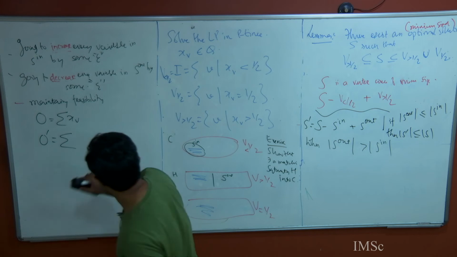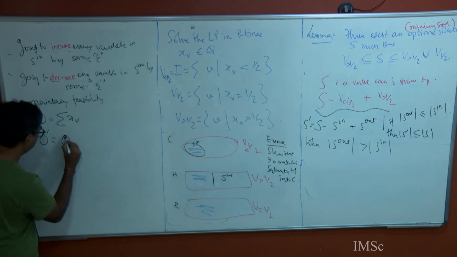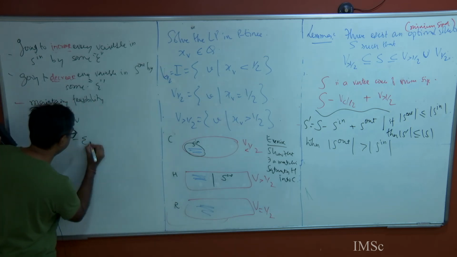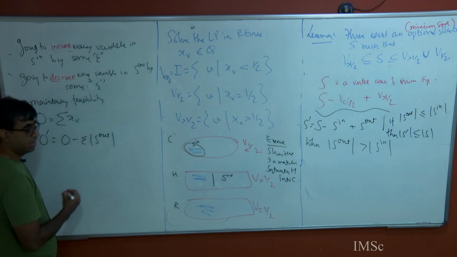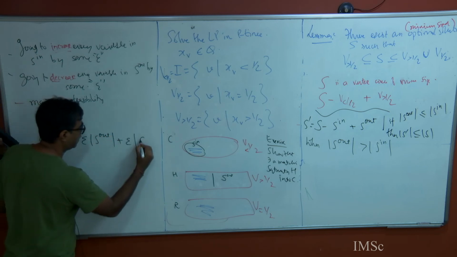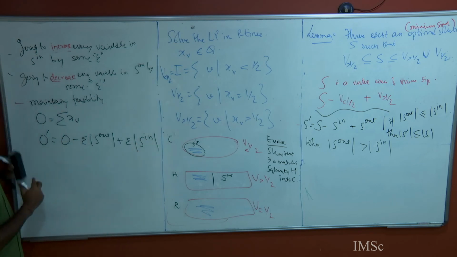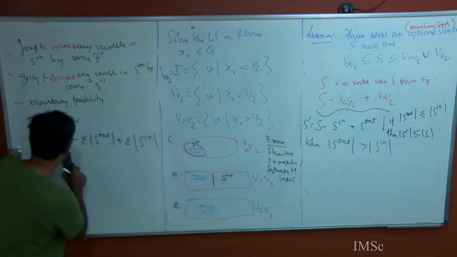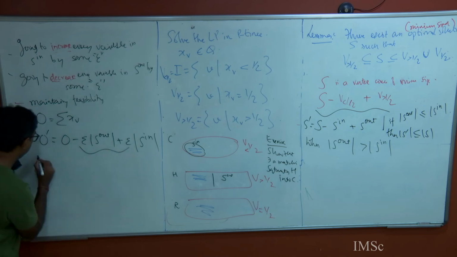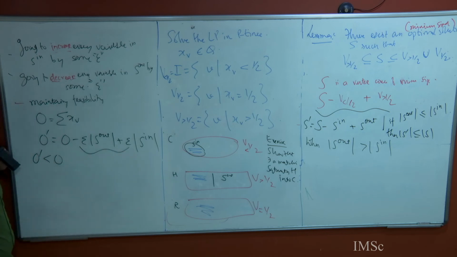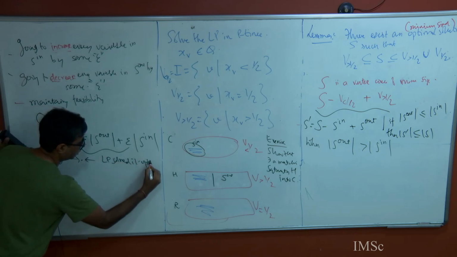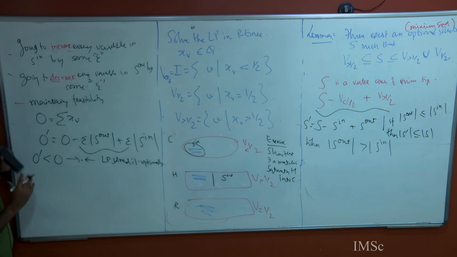So O prime is going to be how much? O minus what I am subtracting? I am subtracting epsilon times the S out people, and what am I going to add? Epsilon times the S in people. Now, in the situation we are in, S out is strictly greater than S in. So what is the property of O prime? Because of this, O prime is going to be less than or equal to O, a contradiction that the LP solved it optimally. Is that fine? So this is our goal.